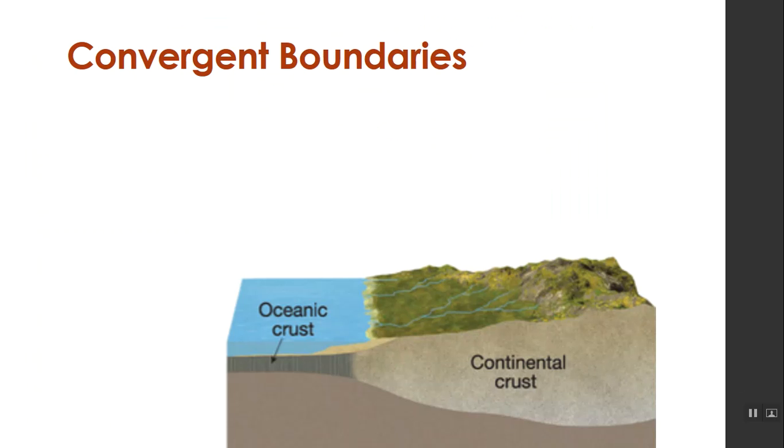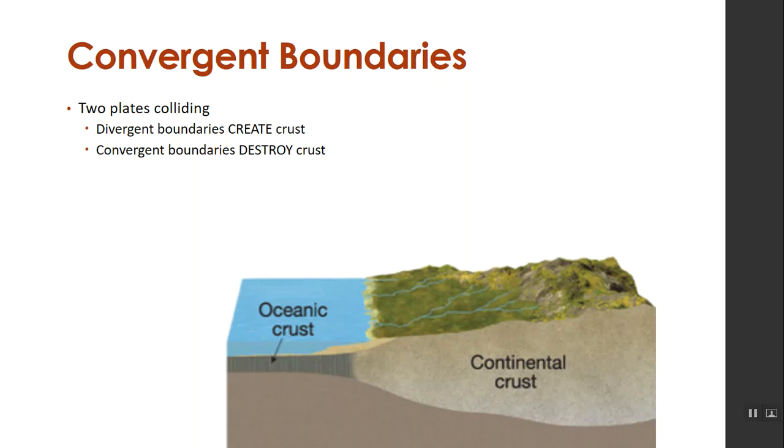So the last type of plate boundary is convergent plate boundaries, and this is where you have two plates colliding. And so these divergent boundaries create crust, convergent boundaries destroy crust. So again, as the pulling apart was happening with the divergent plate boundaries, you're getting magma that rises up and creates new crust. With convergent plate boundaries, this ocean crust is going underneath this continental crust and is being eaten by it. It's going to remelt.